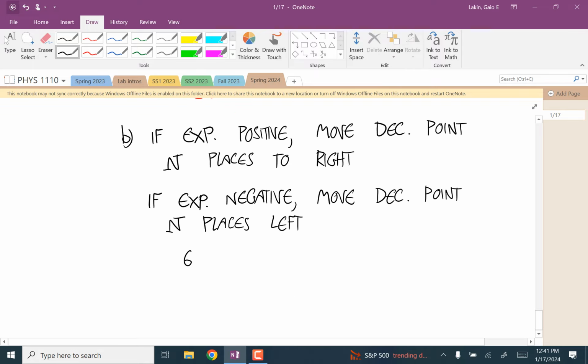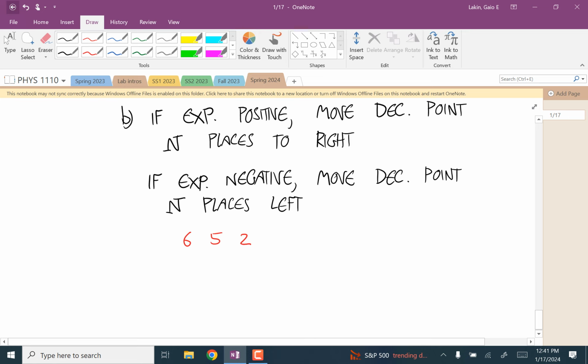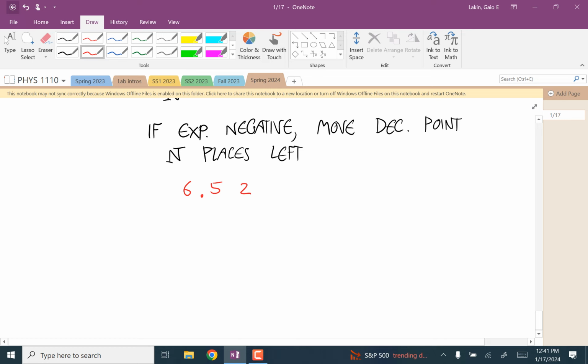So we got 652. Let me put it in red. We started with the decimal point here. And we're going to move 4 places. 1, 2, 3, 4. So there's the decimal point. Fill in all the empty spaces with zeros. And that's the answer. Any questions about that?